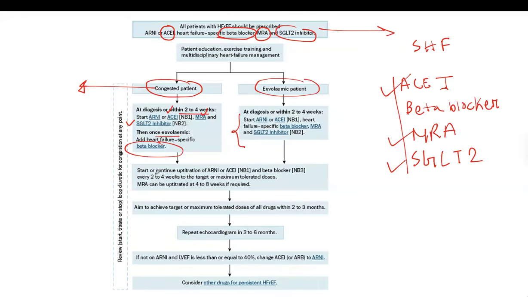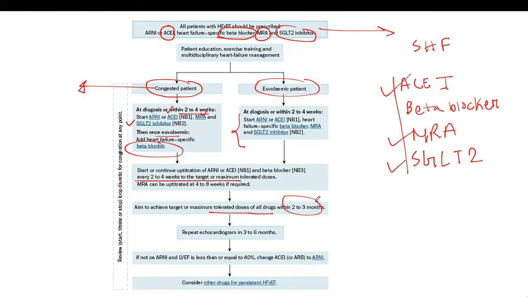Okay? Now, start or continue. So what we do is continue to monitor, and every 2 to 4 weeks, we increase the dose of these medications to see how the patient is doing. And we aim to achieve the target or maximum tolerated dose of all these 4 drugs within 2 to 3 months. We can't start all medications at the highest dose. We gradually increase the dose as the patient tolerates, and we achieve the maximum tolerated dose within 2 to 3 months.